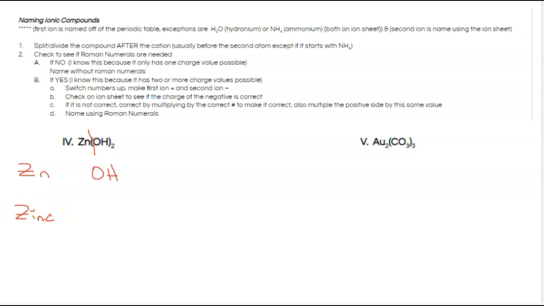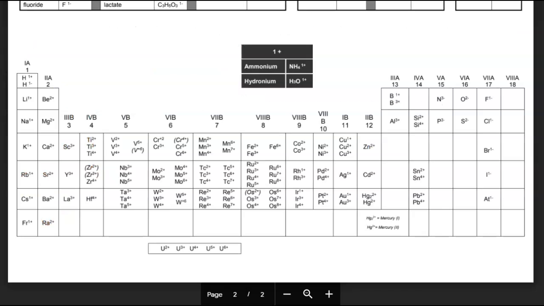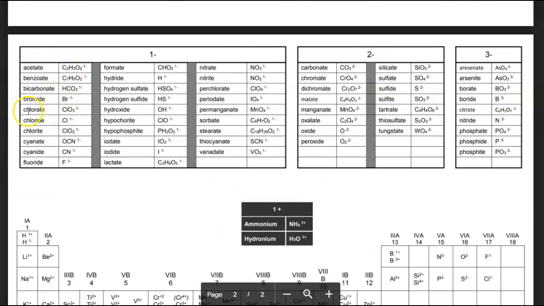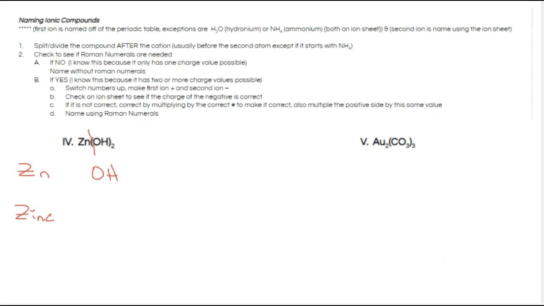And I have to go back and figure out what my OH is called. I look at my chart of ions up here for my polyatomic ions, and I find that OH is listed right here, and its name is hydroxide. So I finish up by writing the name zinc hydroxide. And that's all there is to it.